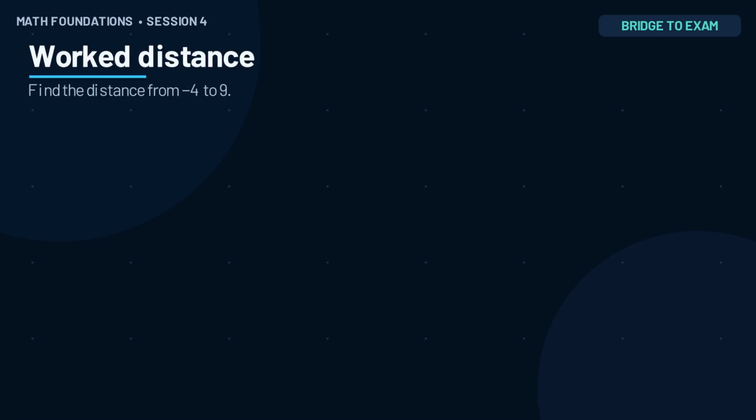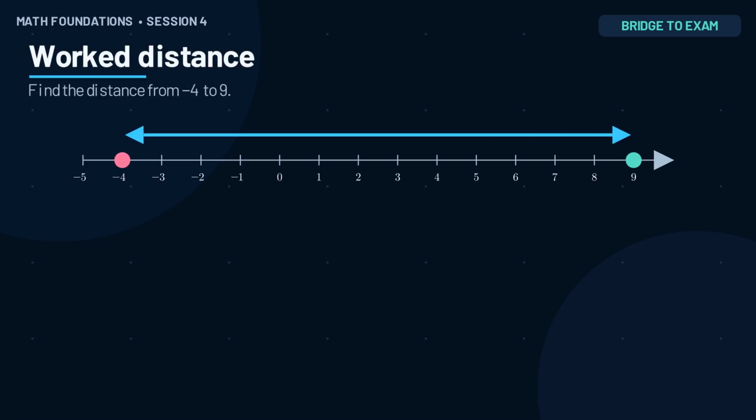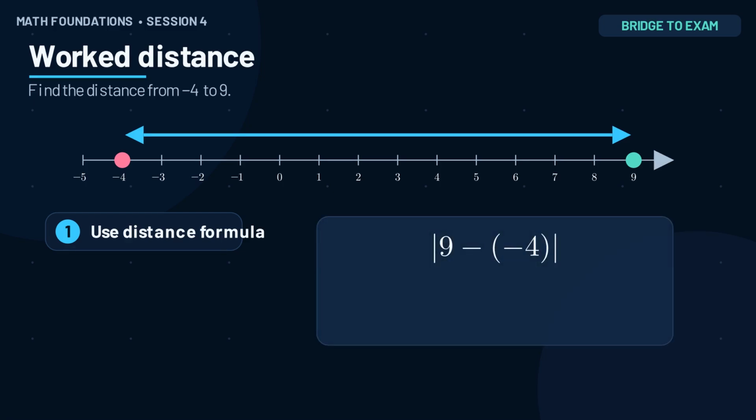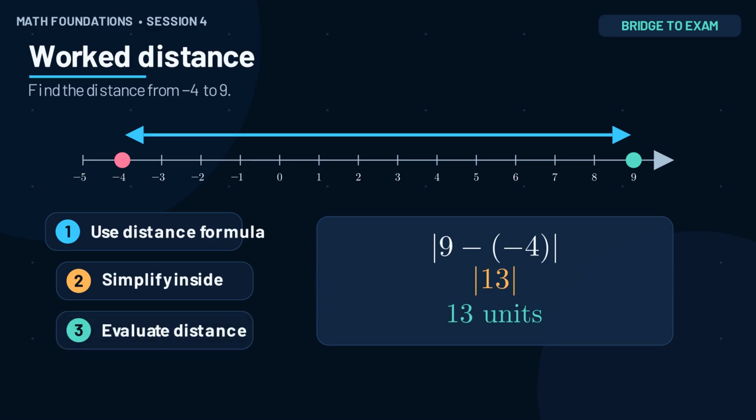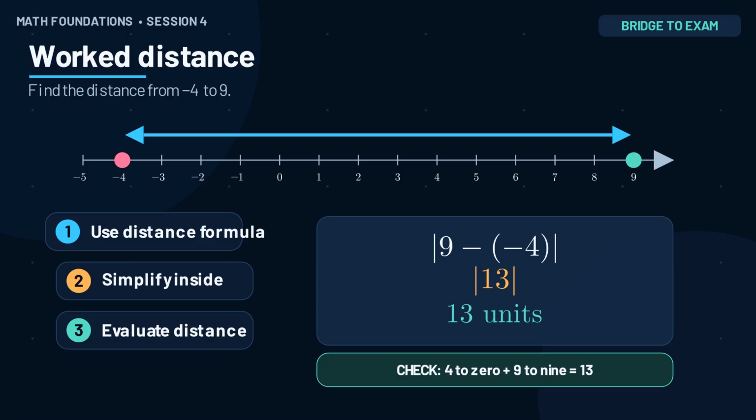Find the distance from -4 to 9. Step 1. Use the distance formula, absolute value of the second number minus the first. Write absolute value of 9 minus -4. Step 2. Subtracting a negative becomes addition, so 9 minus -4 equals 13. Step 3. Take the absolute value of 13, which is 13. Check on the number line. 4 units from -4 to 0 plus 9 more to 9 gives 13 units.